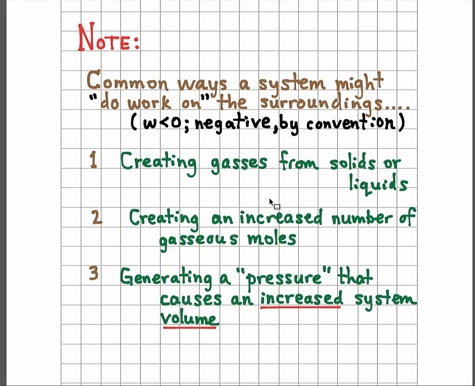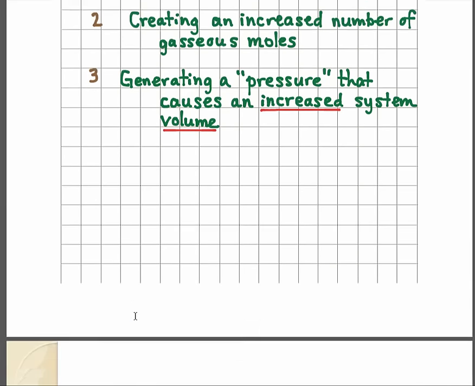A couple of common ways that a system might do work on the surroundings: creating more gas from solids and liquids in a chemical reaction, chemical change, creating more gas, creating an increased number of gaseous moles. So if I have some gas but I create more gas, or if I create gas from a solid or liquid, or generating a pressure that causes an increase in the system volume. So if my volume gets larger, it's somehow done some work on the surroundings.